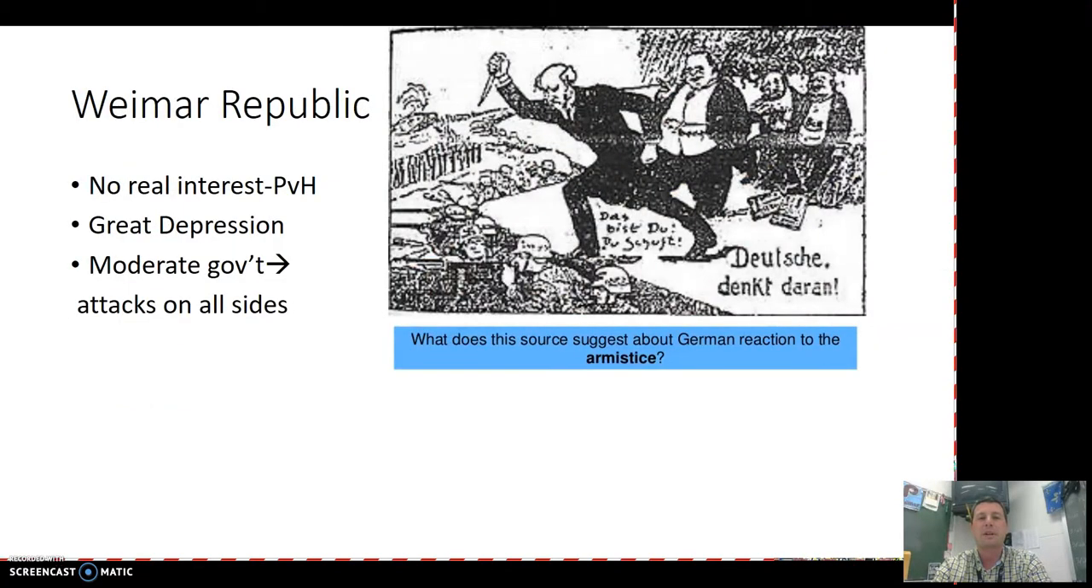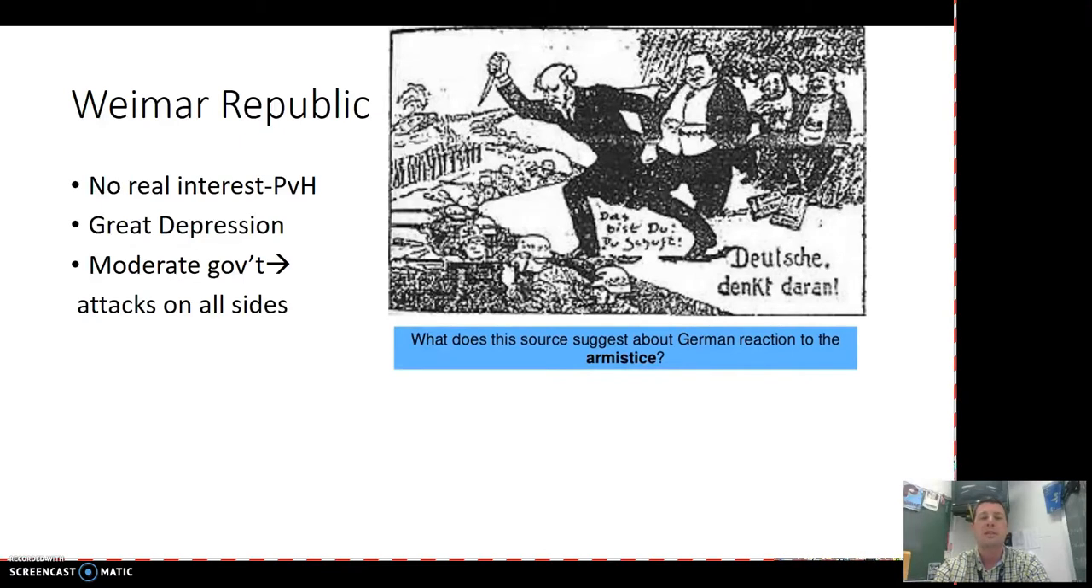Weimar Republic in Germany. This is the intermediate time period between World War I and until Adolf Hitler takes total control. Germany, as I said, was an absolute monarchy for a long period of time. It's only been unified since 1871. And so getting it to become a republic is not super popular.